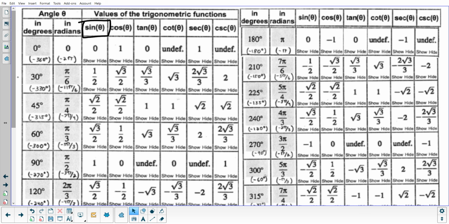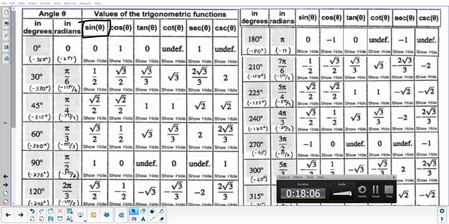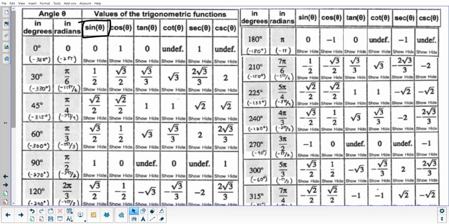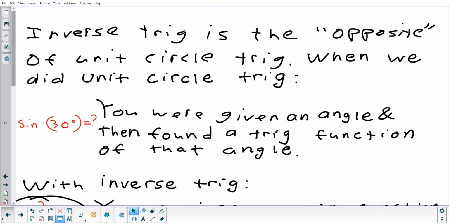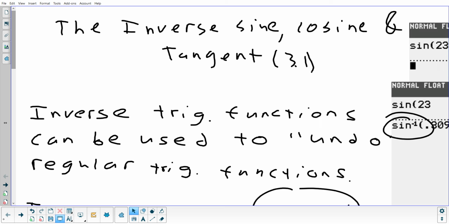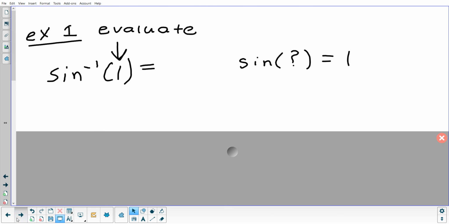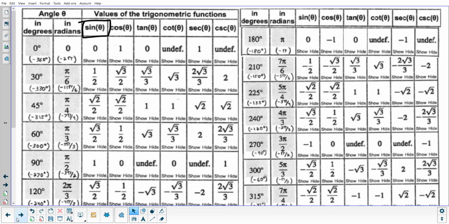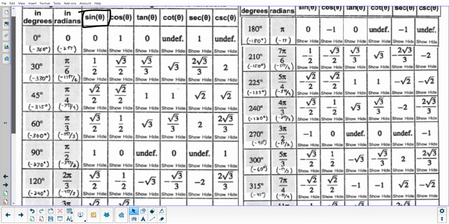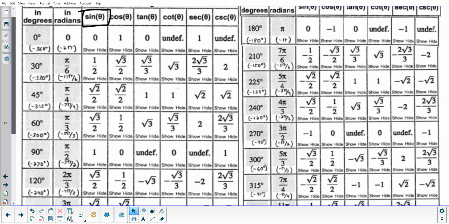So as we go down the sine column, we're going to go down until we find a 1. If we find it more than once, and you have multiple answers to pick from, remember, you want to pick the answer that is between -90 and +90. All right, so let's look at our chart. Anybody tell me, as we go down the sine column, go till you find a 1, and then tell me what angle is in that row.